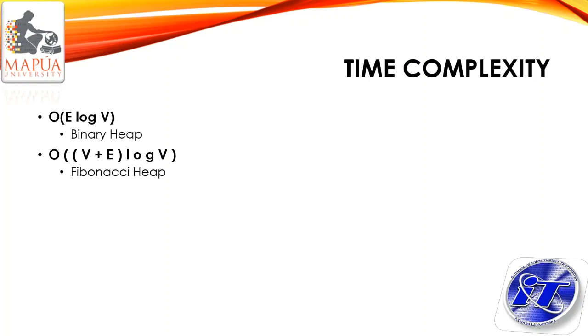And for the time complexity, we have 2 types, if we're going to use a binary heap or a Fibonacci heap. So if you're using a binary heap for your Prim's algorithm, the big O notation is E log V, while if it's a Fibonacci heap, big O is V plus E log V. So binary heap and Fibonacci heap will be discussed in module 2. So what's the difference between these two will be discussed in module 2.